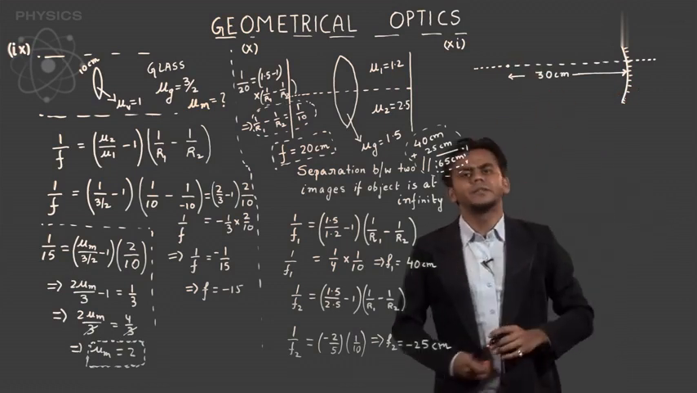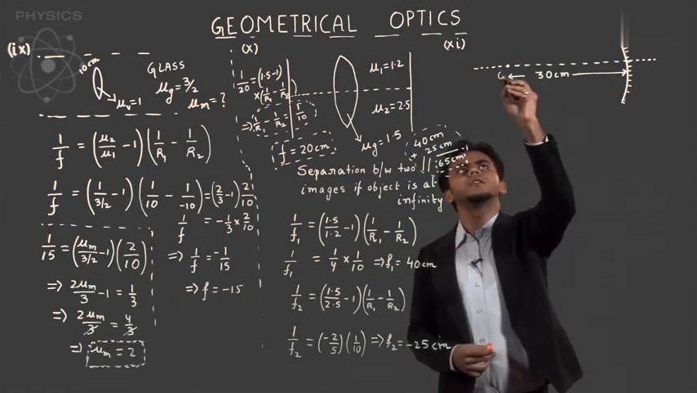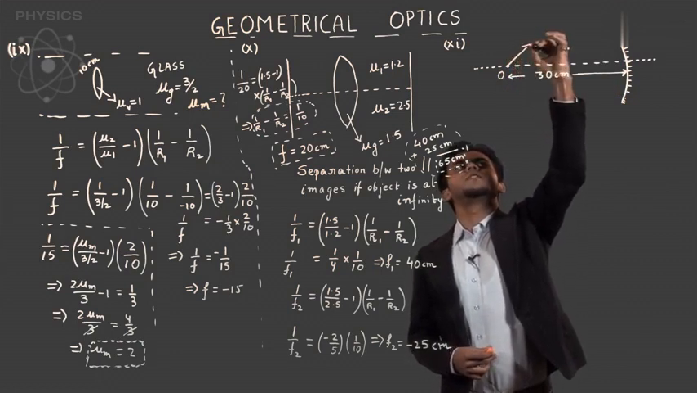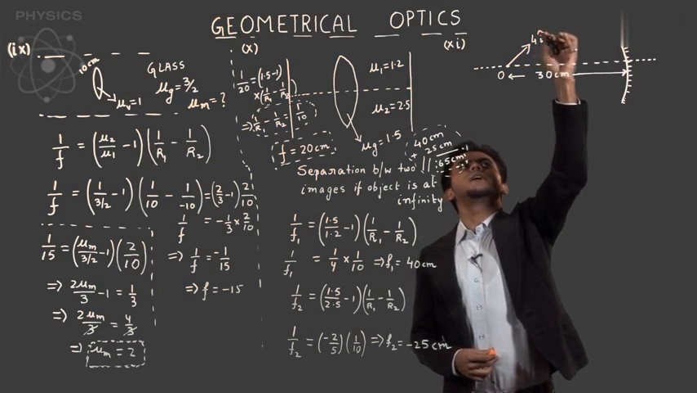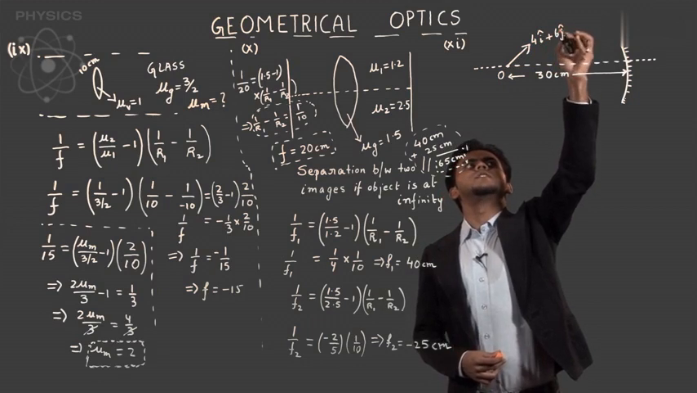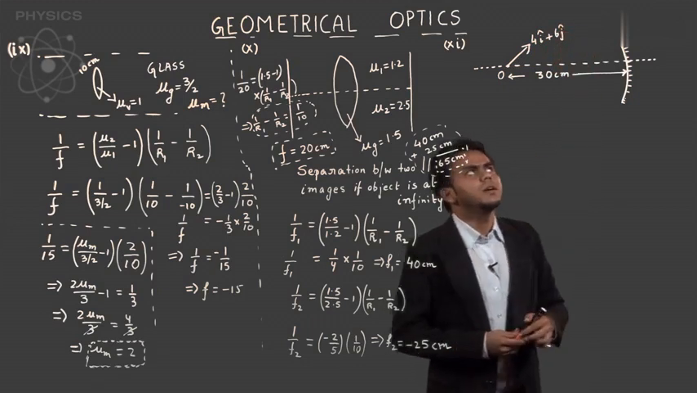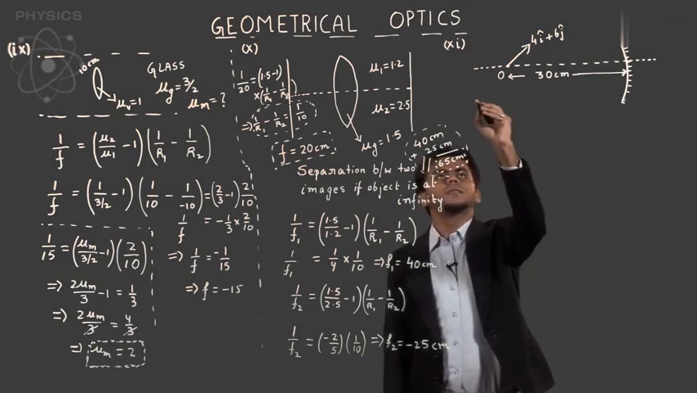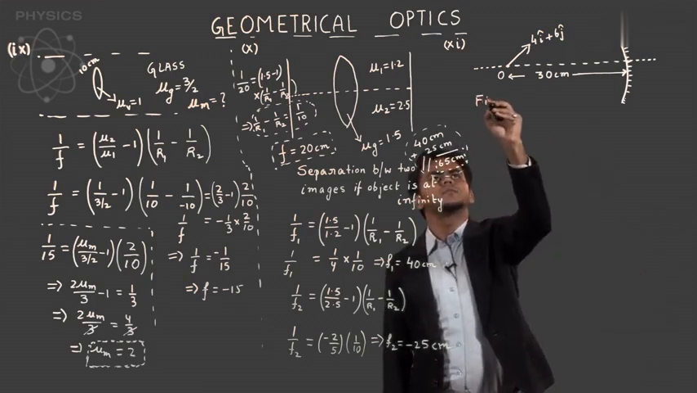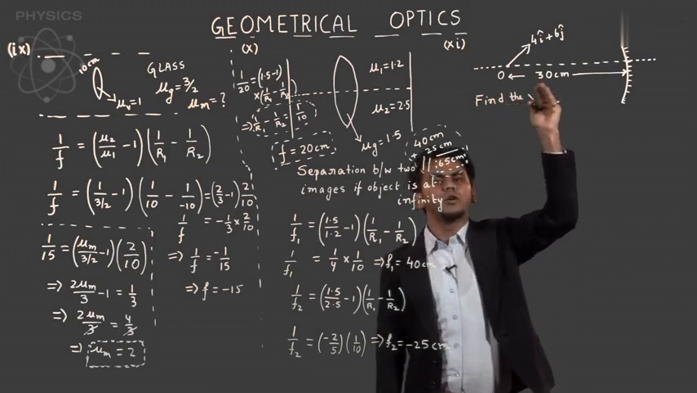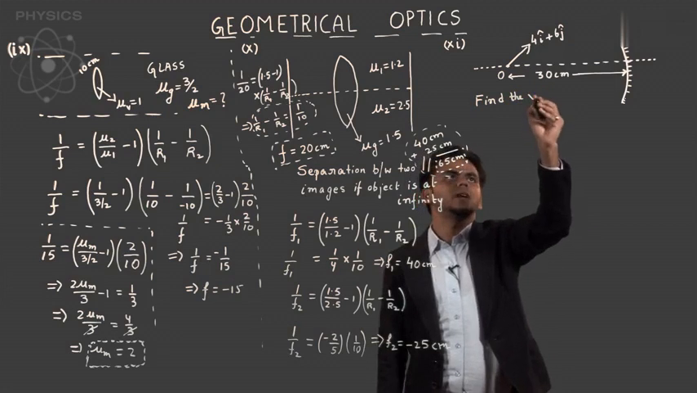This object is not at rest. This object over here is moving with some velocity, and that velocity vector is 4i cap plus 6j cap. What would be the velocity of the image? The question is, find the velocity of the image at this point itself, not as a function of time, at this point itself.